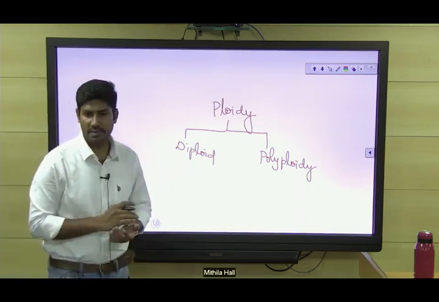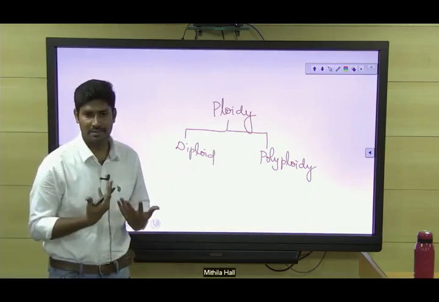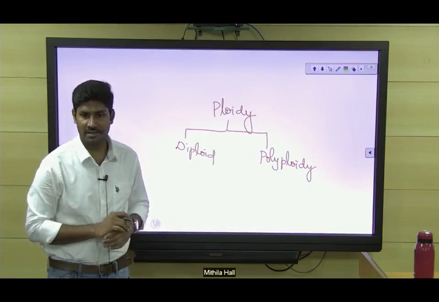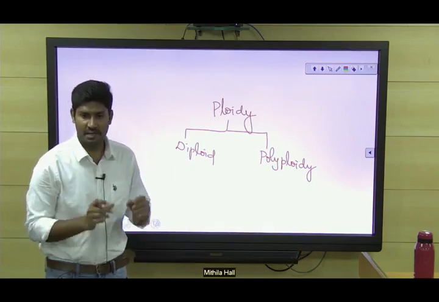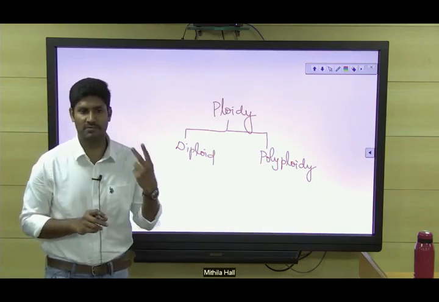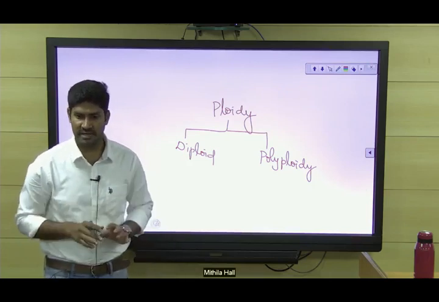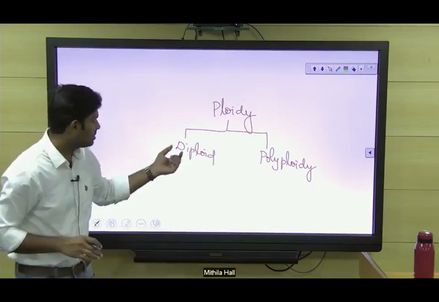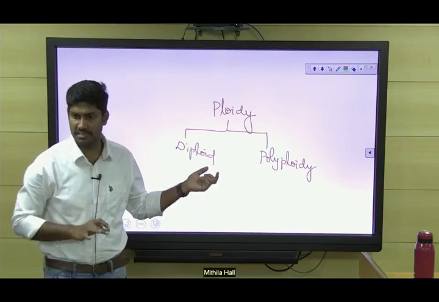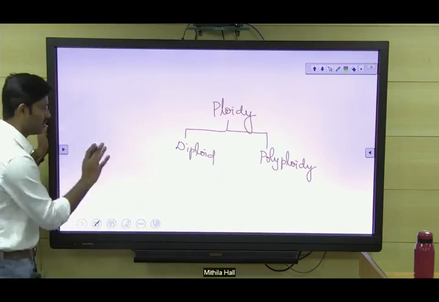So diploid, who are diploids? Human beings. We are diploid organisms. Diploid means any individual organism contains two sets of chromosomes. Those are called diploid organisms, diploid individuals. And this diploid condition is the normal case. Normal individuals are called diploid individuals.